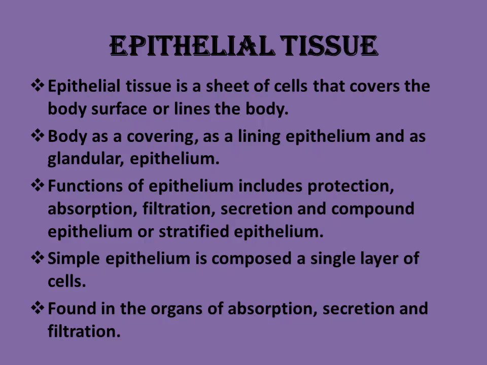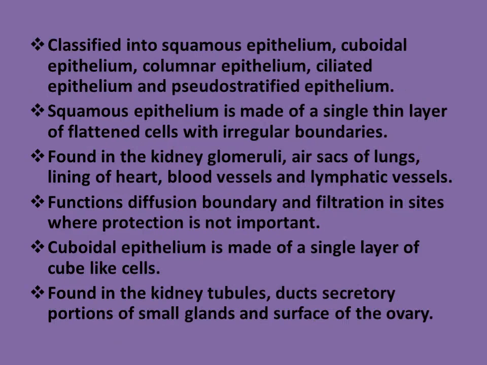A simple epithelium is composed of a single layer of cells, and generally they are found in organs of absorption, secretion and filtration. Then the classification: squamous, cuboidal, which we have already seen in the picture. Squamous epithelium is made up of a single thin layer of flattened cells. They show irregular boundaries and are found in the kidney glomeruli, air sacs of lungs, lining of heart, blood vessels and lymphatic vessels. Function: diffusion boundary and filtration in sites where protection is not important.